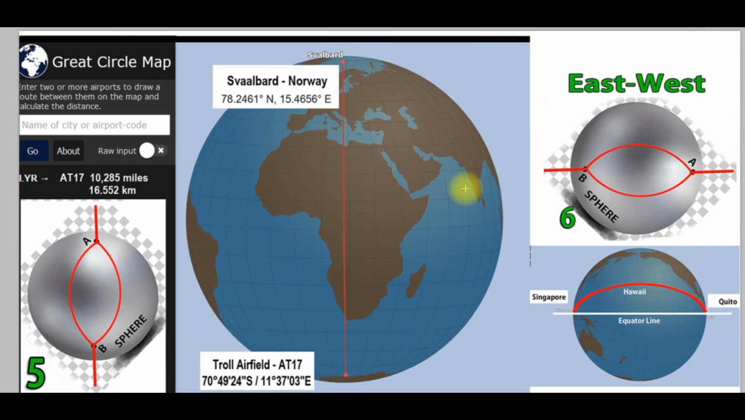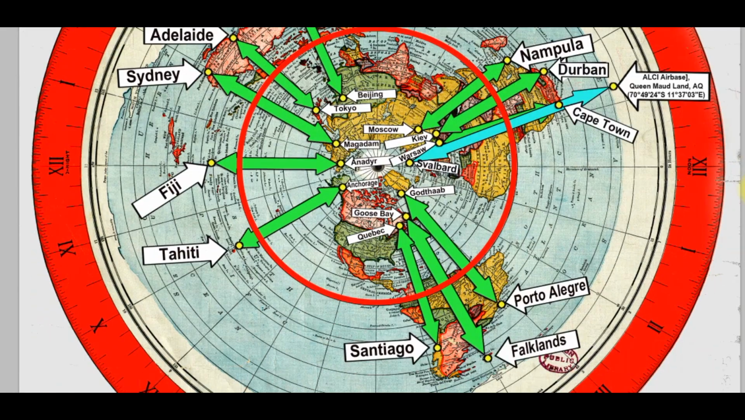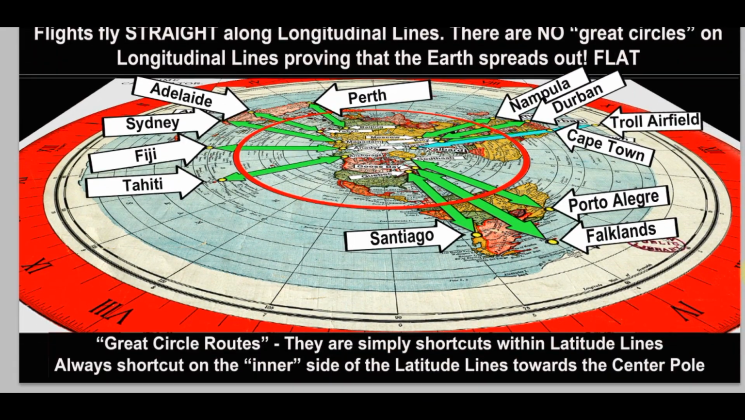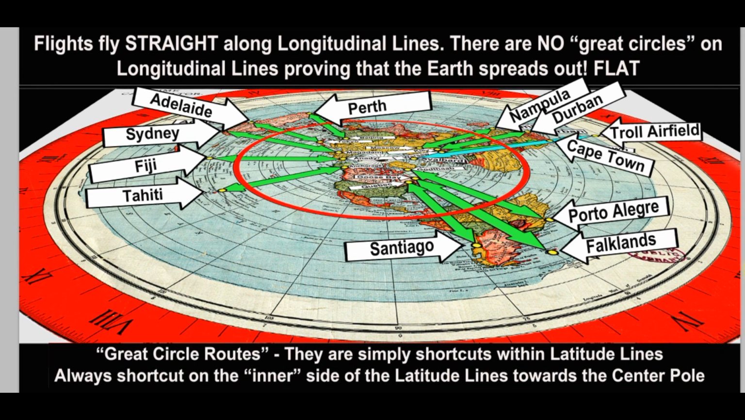This doesn't apply anymore. One straight, because Earth is not a globe. Earth is flat. There's the line right here on a flat Earth that spreads out. Let's move on to flight number 7.